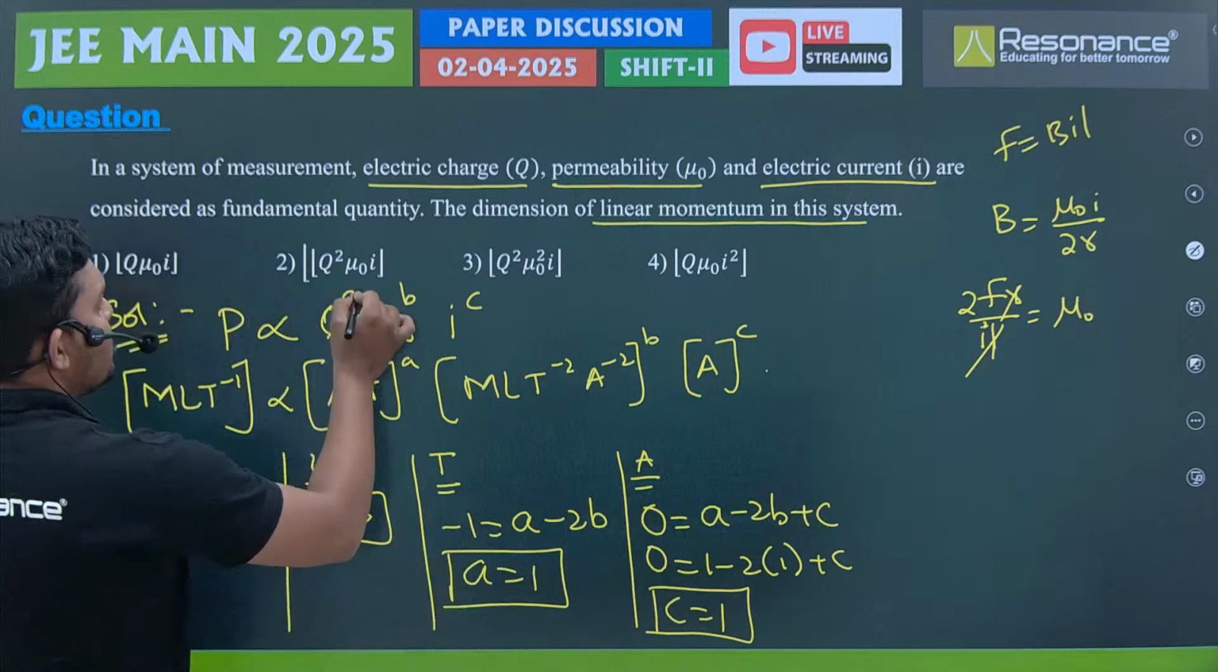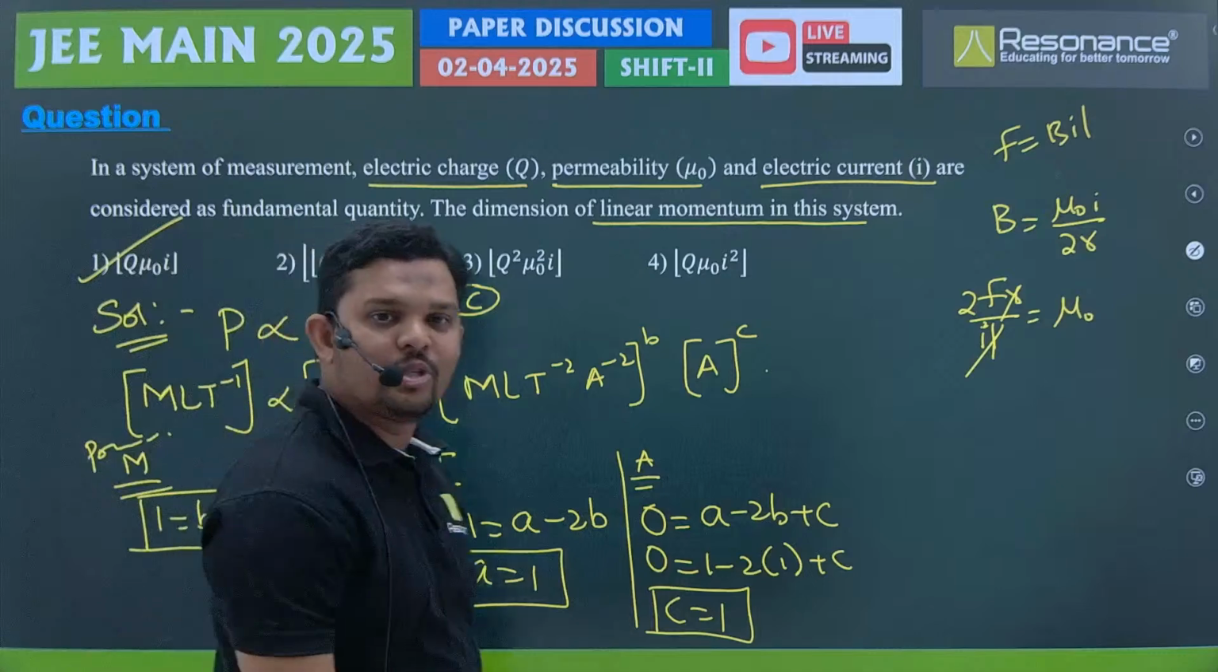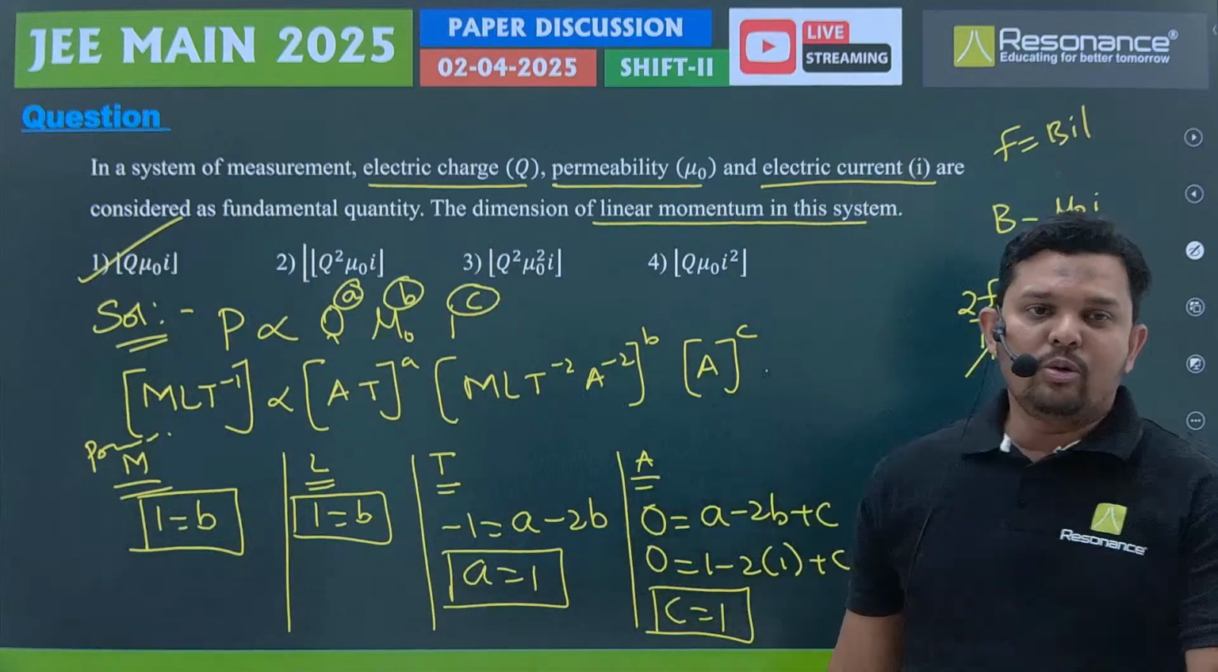So if you are taking A equals 1, B equals 1, C equals 1, therefore here it's going to be the first option. That's it. Very simple question. So Q mu naught into I.